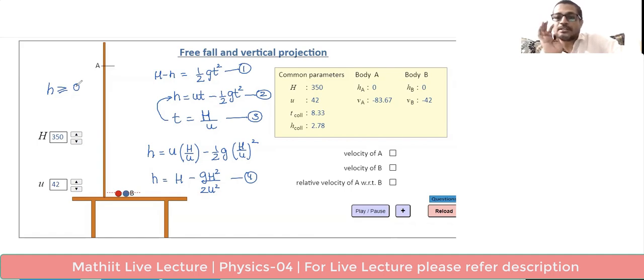Are you able to understand that? This language of mathematics. Right. So now, since h has to be greater than or equal to 0, what is h equal to? This one. So I can write capital H minus g h square by 2u square should be greater than or equal to 0.